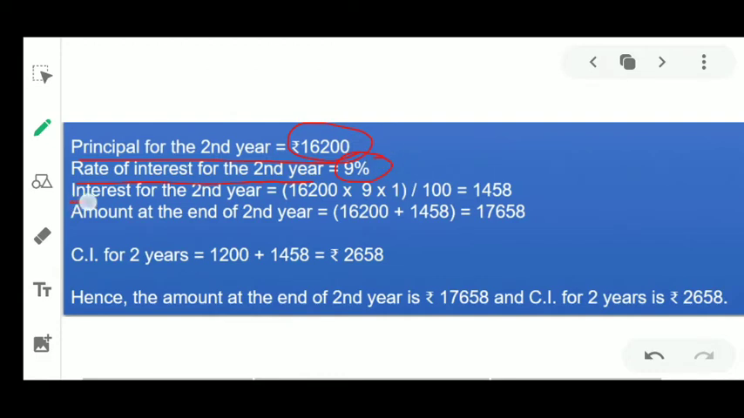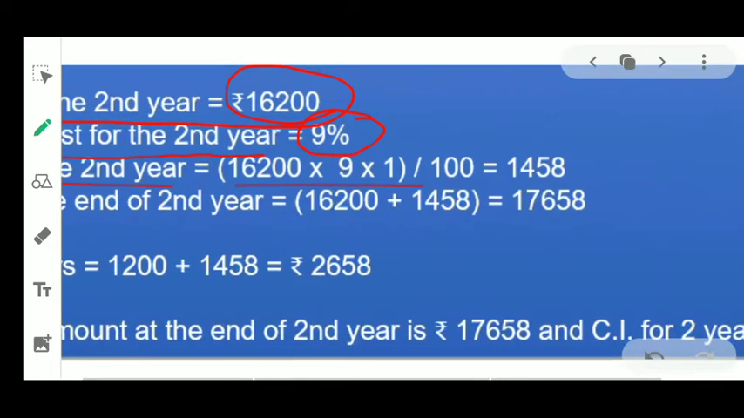Now the interest for the second year equals P into T into R by 100, that is 16,200 into 9 into 1 by 100. Here the zeros will be cancelled here. Now if you multiply 162 into 9, it will give 1458.